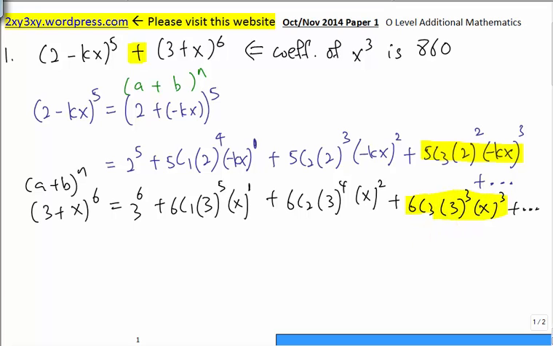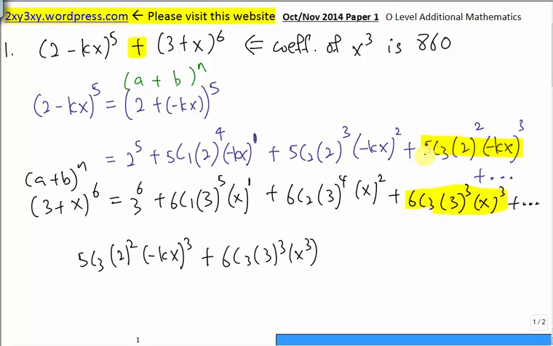Now we have the coefficient of x cubed from here, and we have the coefficient of x cubed from here. We are going to add these two coefficients together, and the coefficient will be this number here. I've copied down this expression here and this expression here. Now let's simplify the expression. 40 minus k cubed x cubed plus, this is 540 x cubed.